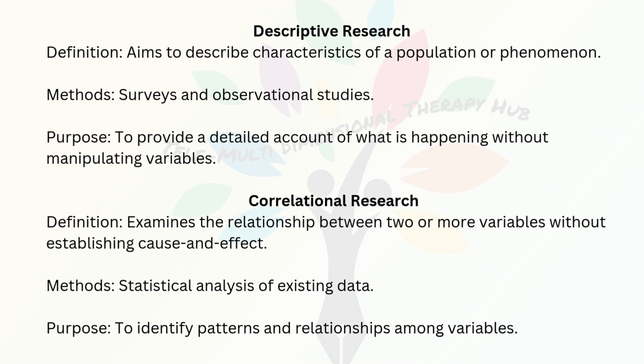What is correlational research? Correlational research examines the relationship between two or more variables without establishing cause and effect. So we're just examining the relationships. The method is statistical analysis of existing data, and the purpose is to identify patterns and relationships among variables. In other words, correlational research looks at how two or more things are related, but it doesn't show cause and effect. So this is correlational research.